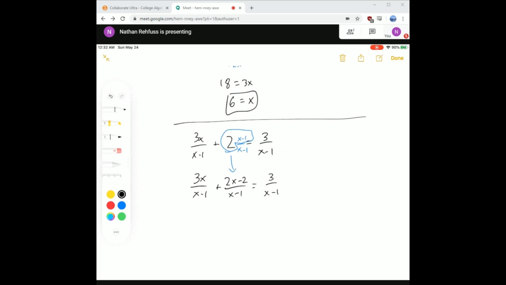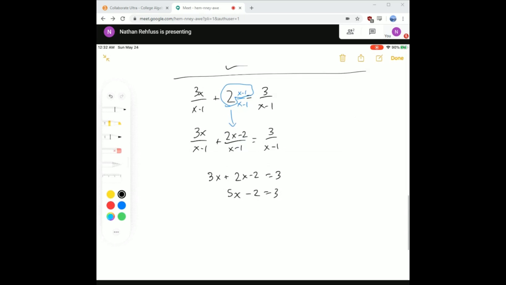Okay, well, if these fractions are all the same, I can just go ahead and compare the numerators. 3x plus 2x minus 2 equals 3. So combine like terms, 5x minus 2 equals 3. Add a 2 to each side. 5x equals 5. Divide by 5, and x equals 1. Now you might think that we're ready to be done, but one problem. X equals 1 is perfectly good as a solution to this equation. 3 1s plus 2 1s is 5, minus 2 is 3. Now that really does equal 3, so that works.